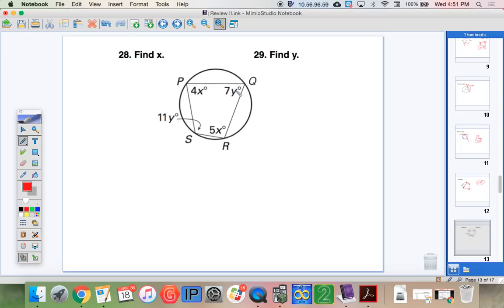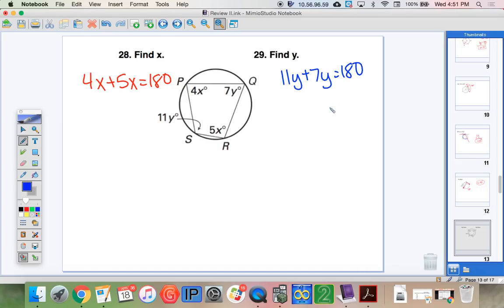Okay, on this one, we have opposite angles adding to 180. That's just a theorem we learned that you just got to remember. So for 28, it was find x. So 4x plus 5x equals 180. And then for 29, it was find y. So 11y plus 7y equals 180.